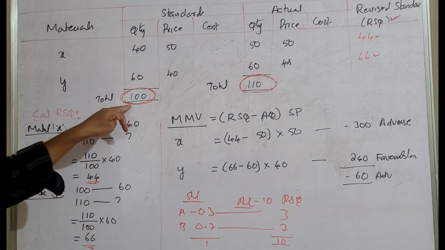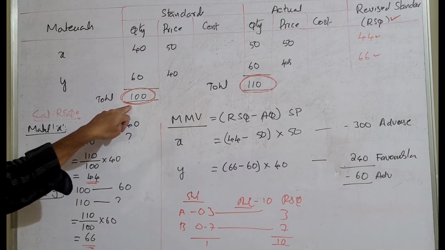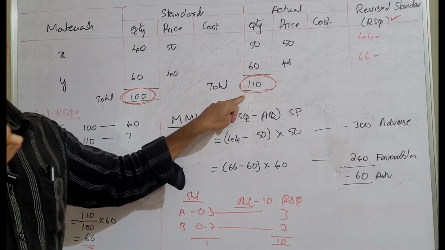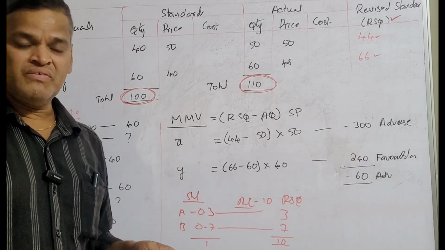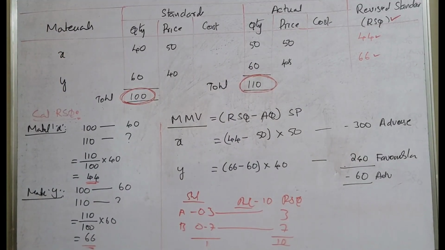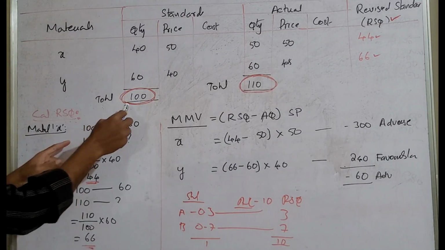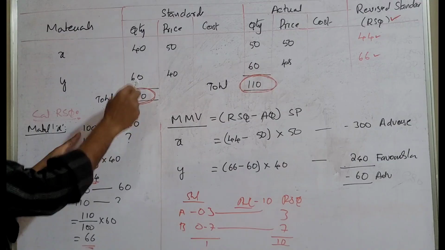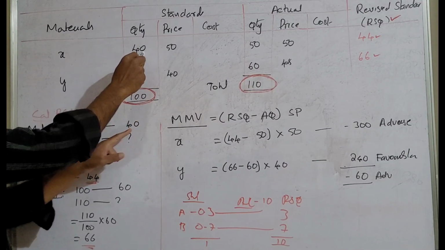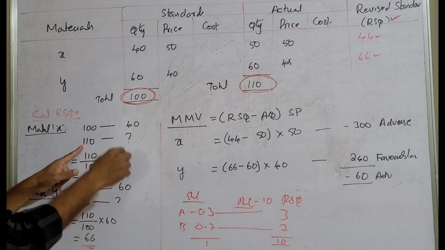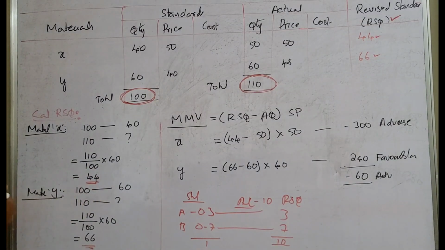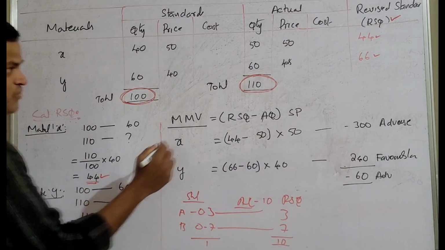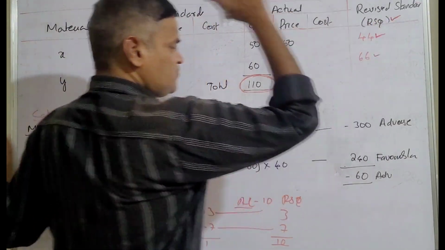In the same way, here the standards are given for 100, but actually the total quantity is 110. Then there is a need to calculate the revised standard quantity. How to calculate it? For X material, when the total standards are 100, X is 40. If the total is 110, what is X? Calculate 110 divided by 100 into 40. So the revised standard quantity is 44.